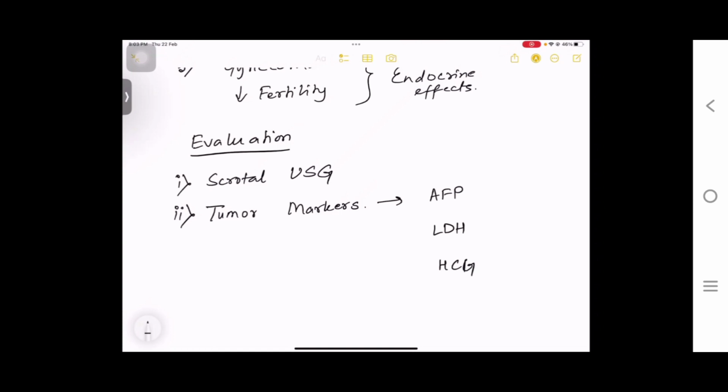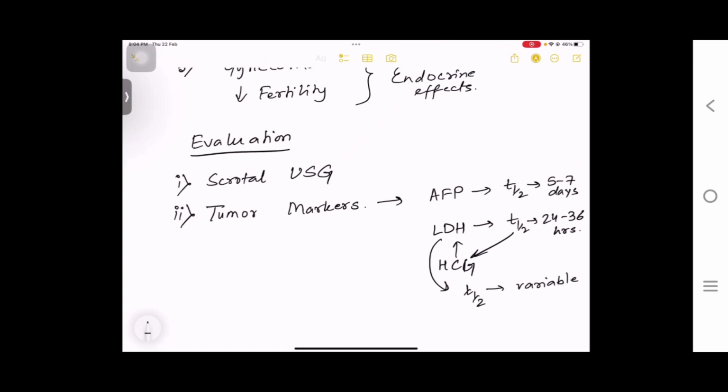Now you know what testicular tumors are, what the risk factors are, what the types are, and what the presentation of a patient will be. Now, let's evaluate a case of testicular tumor. First, you have to do a scrotal USG to see the mass. Second, you go for some tumor marker tests like alpha-fetoprotein, LDH, HCG. Needless to say about that.